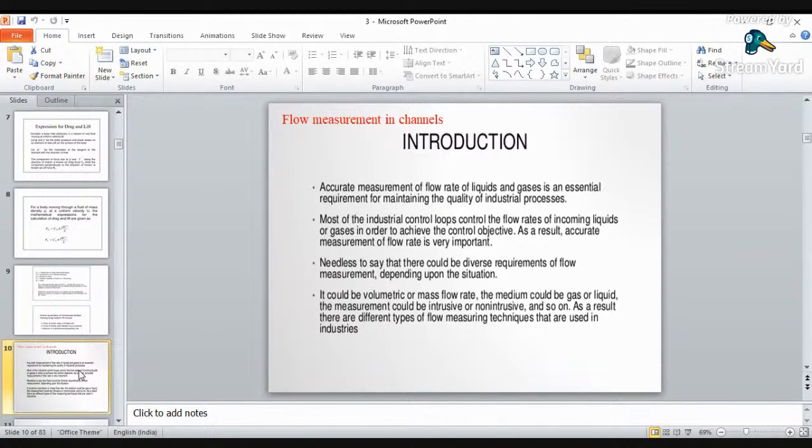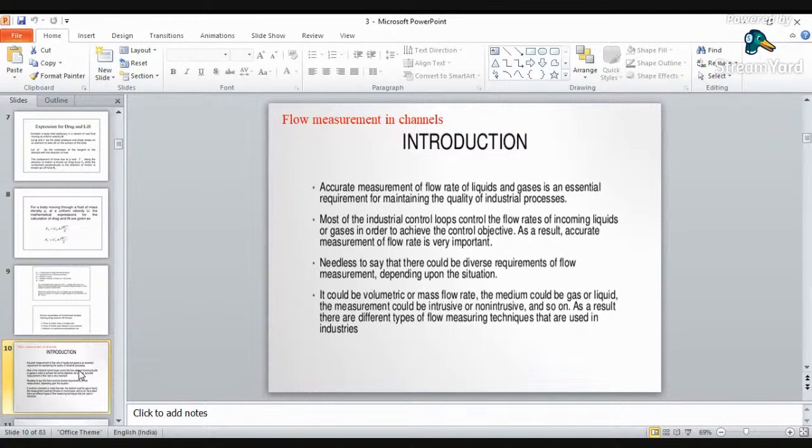Now we will move to our next topic, flow measurement in channels. Now see, you have to measure the flow. Flow measurement can be applicable for both cases, either closed conduits or open channels. So before going for flow measurement, you must know the basic difference between the open channel and the pipe network.